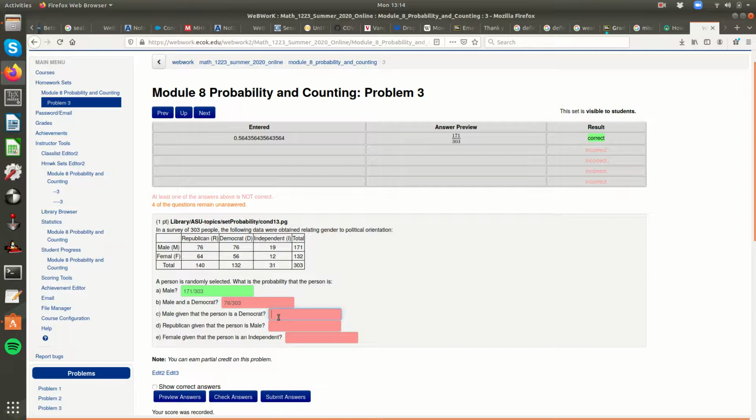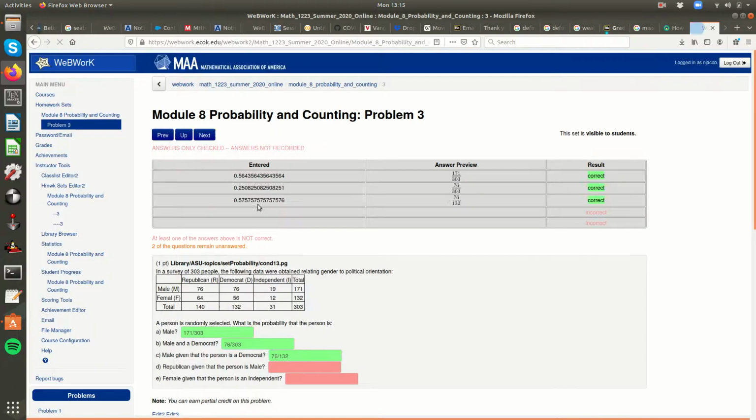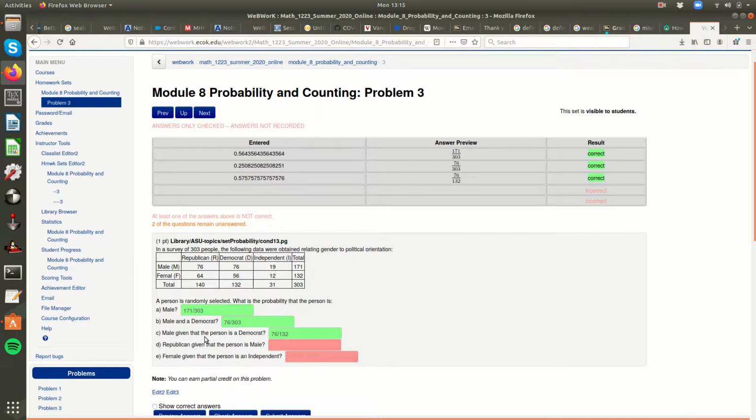This is a given. We want to know a male given that the person is a Democrat. So we're starting by only considering the Democrats. And then we want to know what's the probability that they're a male. So I'm not going to divide by 303 this time. I am going to take the 76 male and Democrats, but I'm going to divide by the total number of Democrats. Let's go ahead and show you guys that that's correct. I like to show that it's correct. There you go. So when you have this given, you really have to consider only the people that are given.